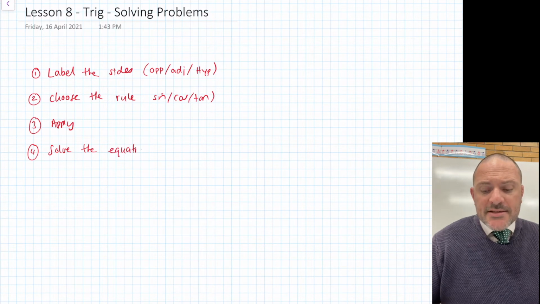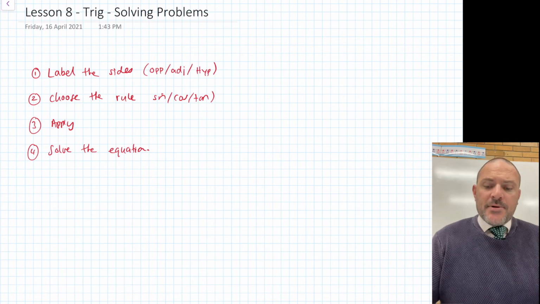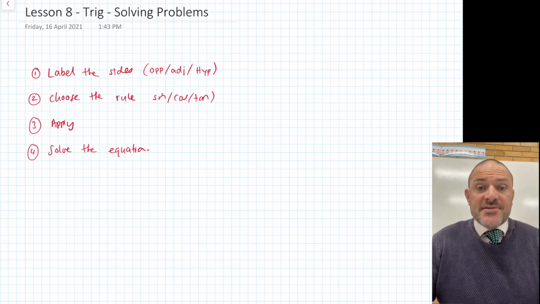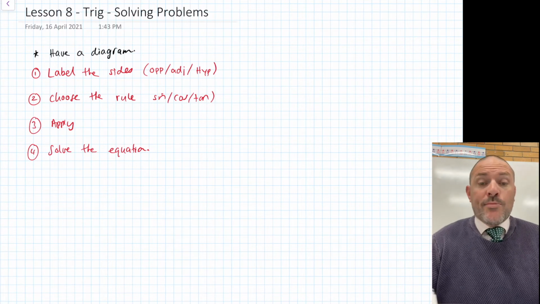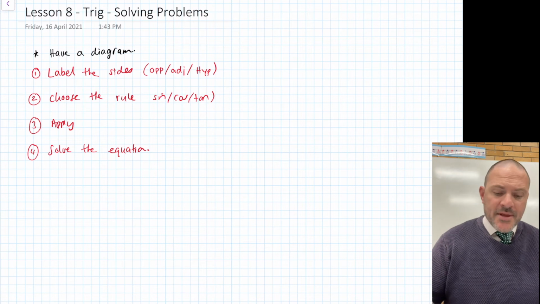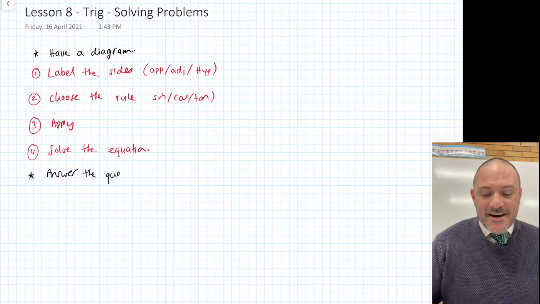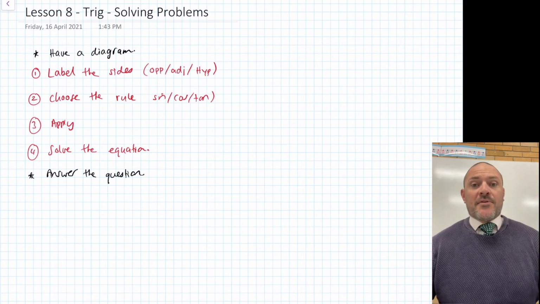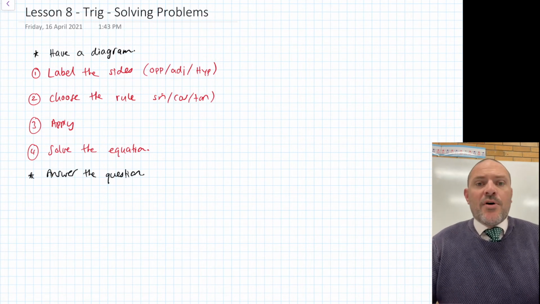Now, today's questions are going to be exactly the same as this realistically, except there's probably going to be two extra steps. The first one will be to have a diagram. I say have a diagram because you might be given a diagram or you might be expected to construct your own diagram. And the last one will be to answer the question. Now, I know that sounds pretty straightforward, right? And often when you solve the equation, you might say, but I've answered the question, I've solved my equation. We want to put it into perspective of the question itself.